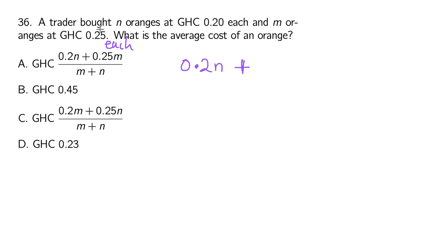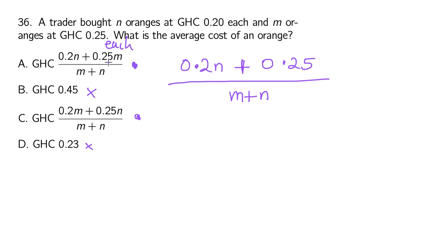but okay, first let's assume it wasn't each. So the total price of the m oranges was 0.25, so we can write 0.25. So this is the total cost of all the oranges, and then we divide by how many oranges there are. It's m plus n, and then we try to look at the answers, which of them is close to this. This is out and this is out, so it's between this one and this one. And this one has 0.2n plus 0.25m over m plus n. This has 0.2m plus 0.25n. We are looking for 0.2n, so we'll go with this.